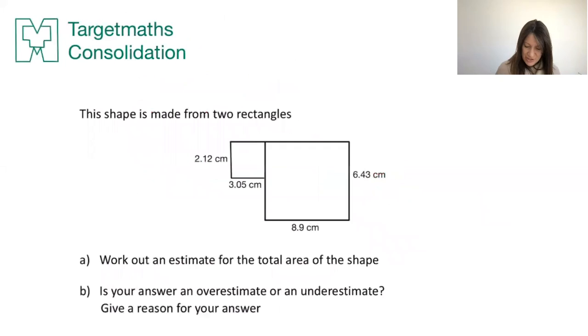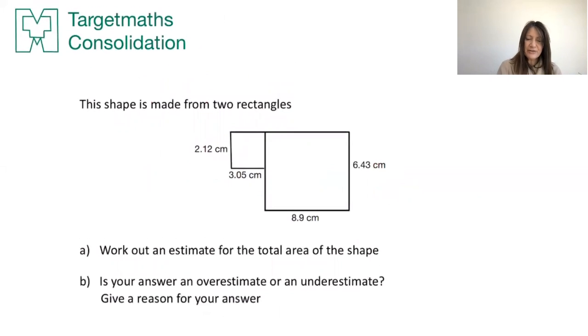Okay, next question. Again, read through and then hit play when you're ready. Okay, so estimate. Really important we spot that, otherwise we're making a lot of work for ourselves. So this is going to round to 2 and this is going to round to 3. We're finding the total area. So the area of this bit here is going to be 2 times 3, which is 6.